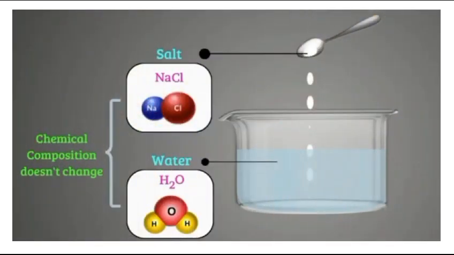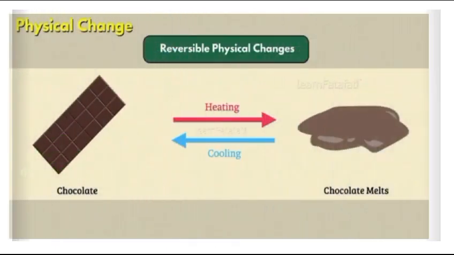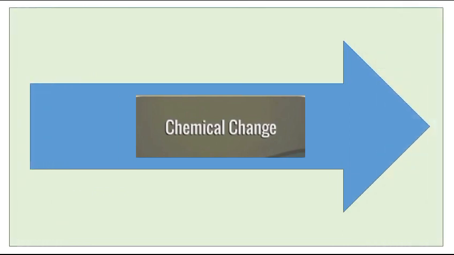We mix salt and water, but the properties of water and salt remain the same and there is no change in chemical composition and new substances are not formed, thus confirming a physical change. Physical changes are generally reversible and it is possible to regain the shape, size, color and state of the substance.